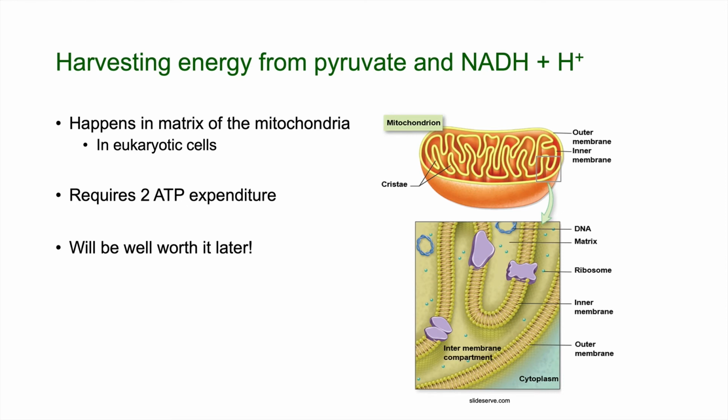Now, to get energy from the pyruvate and the NADH plus H plus in a eukaryotic cell, we've got to move those into the mitochondria. This is what the mitochondria does. This is why the mitochondria is such an important organelle. But it isn't cheap to do this.